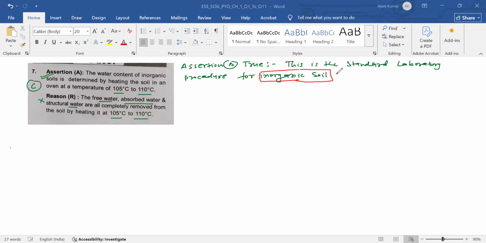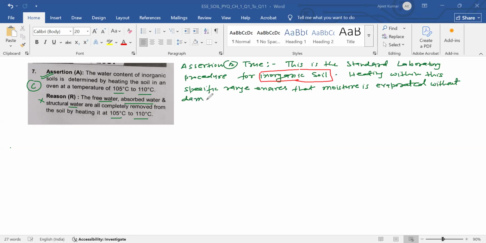Heating within this specific range ensures that moisture is evaporated without damaging the soil particles themselves. Okay, and the reason is false.